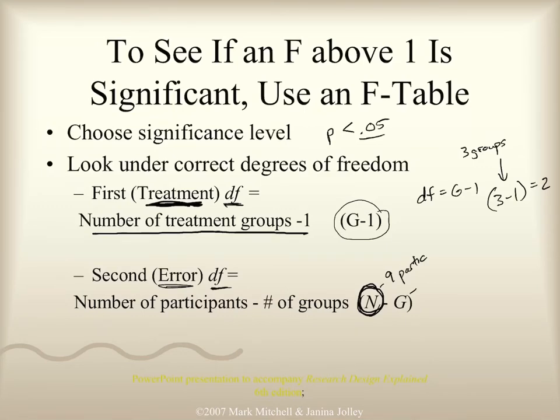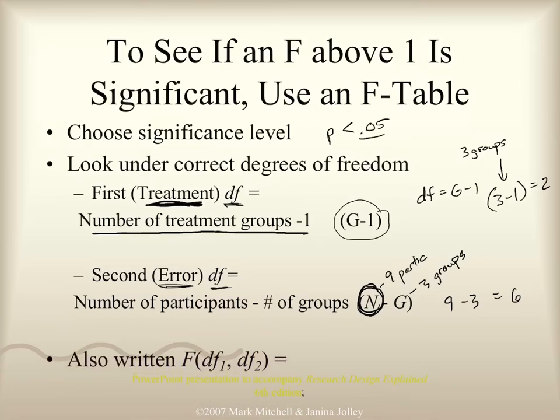And we had 3 groups, drug A, drug B, drug C. So our degrees of freedom for our previous experiment would have been 9 people minus 3 groups equals 6. So our DF within, or our degrees of freedom error, is 6.